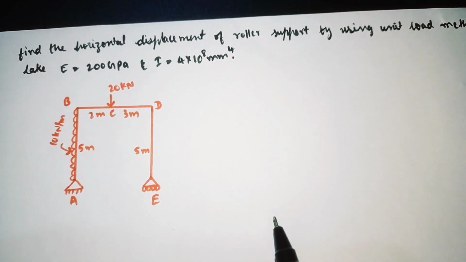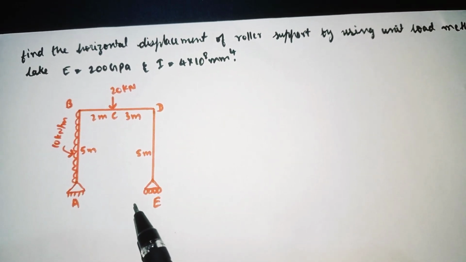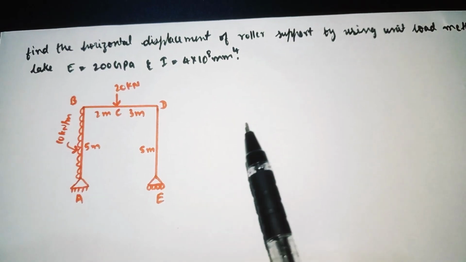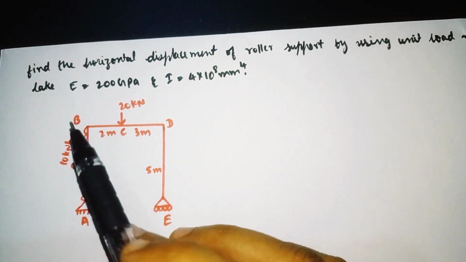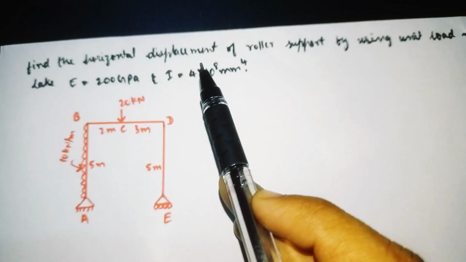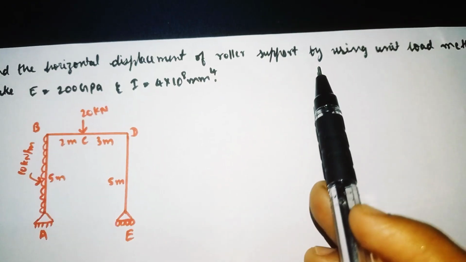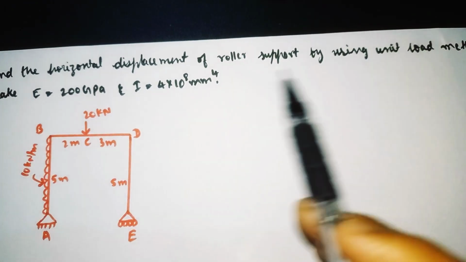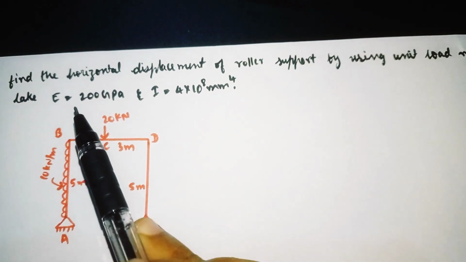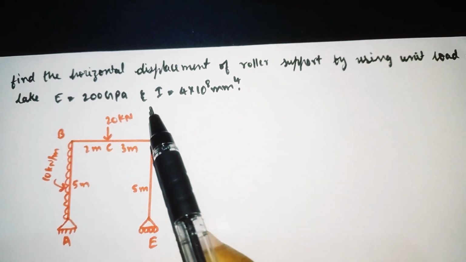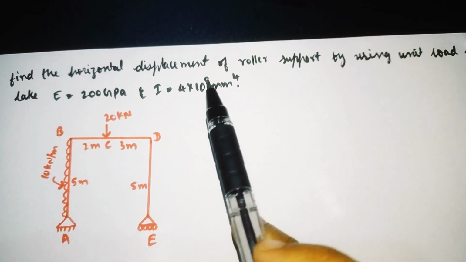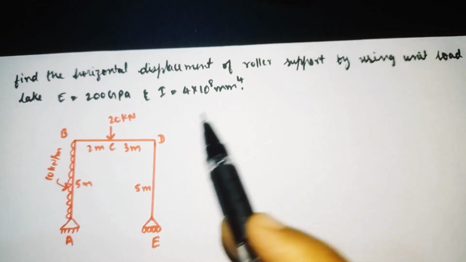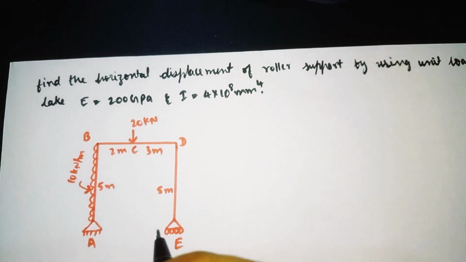So in today's video we will solve a problem of frame. How to analyze this by using the unit load method. So this is the given problem. Find the horizontal displacement of roller support by using unit load method and take E is equal to 200 GPa and I is equal to 4 into 10 to the power of 8 mm to the power of 4. So this is our given problem.